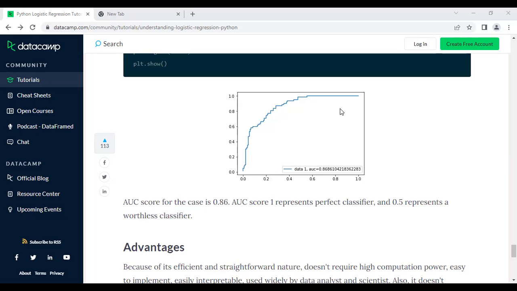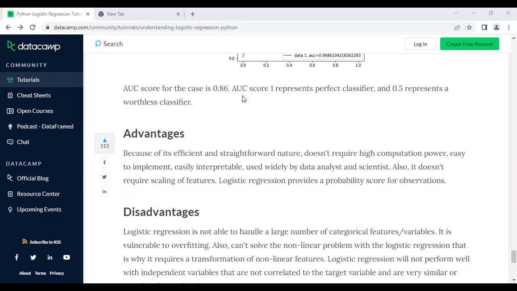The more the distance between the two lines or two points, the better the classifier, and the less the distance between the two lines, the more accurate it will be. So this is the area under curve. A score of 1 represents the best or optimal classifier, but 0.5 represents the worthless classifier.